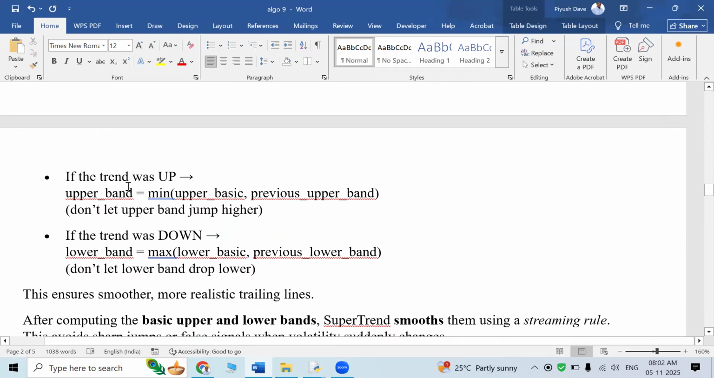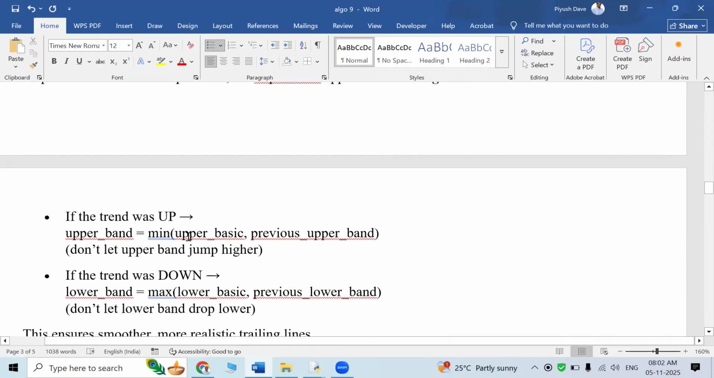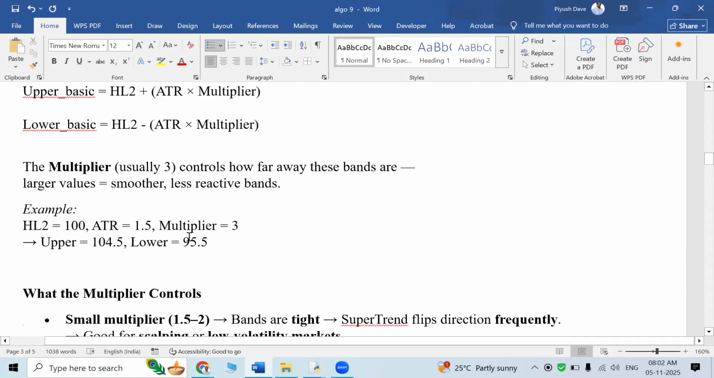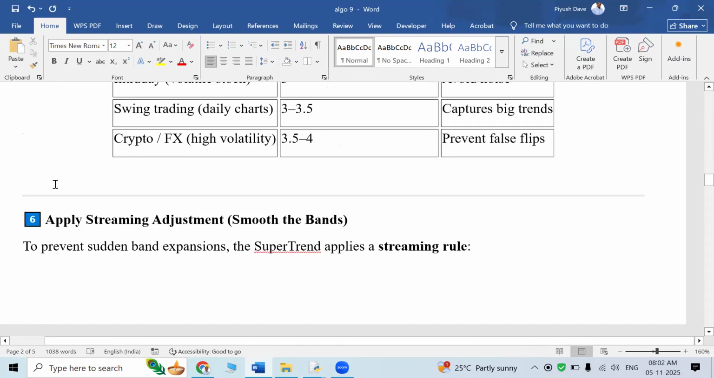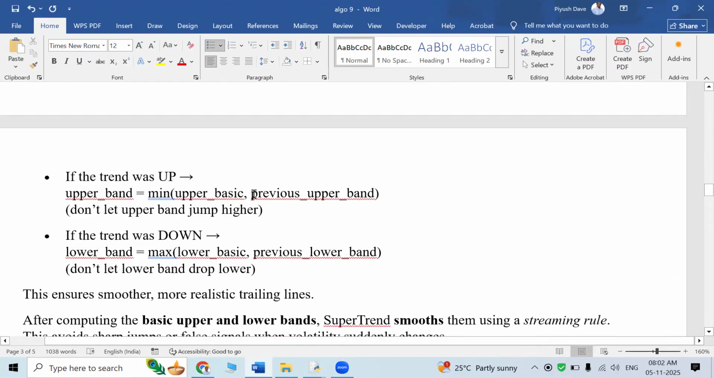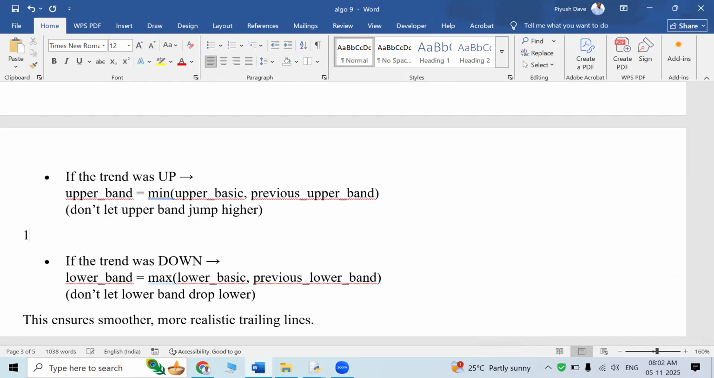So we have 2 upper basic available. At the start we have only 1 basic for the first cycle, and after that we have 2 upper basic. The upper basic will be calculated based on this logic. Okay, ATR keeps on changing for sure, and we get 2 different upper basic and lower basic. So for the first cycle the upper basic is only 1, but for the second cycle we have 1 upper basic and the previous upper basic.